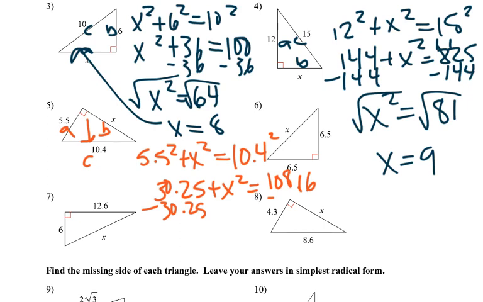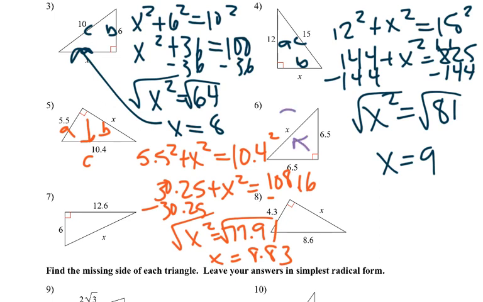So we get x squared equals 77.91. Take the square root of that, and x would equal about 8.83. Round to the nearest hundredth. It was actually 8.826664149042944, but we'll round to the nearest hundredth.